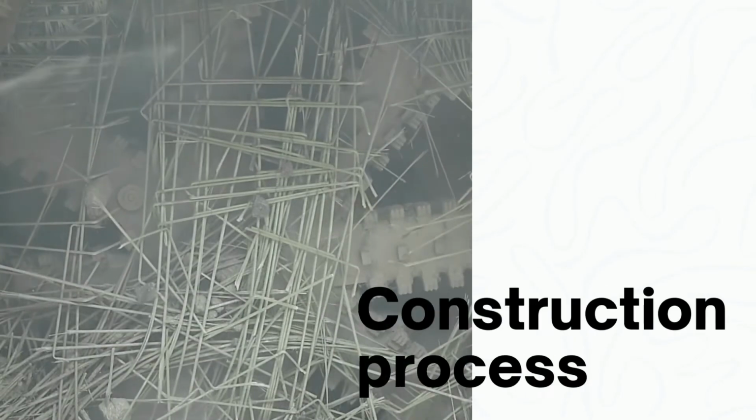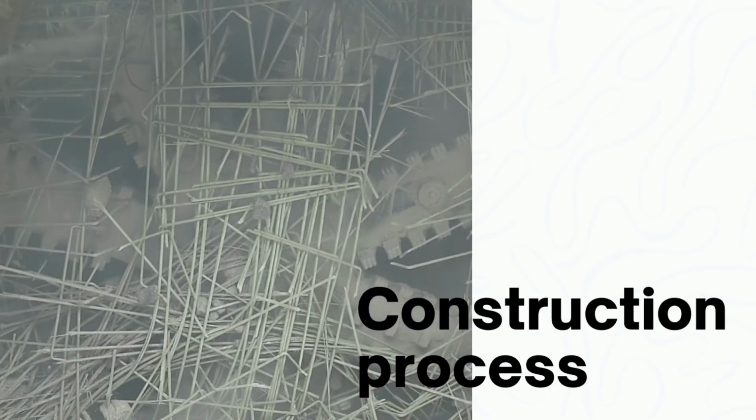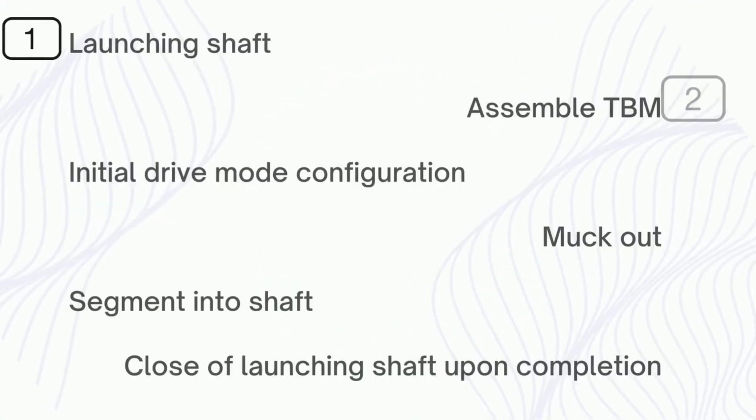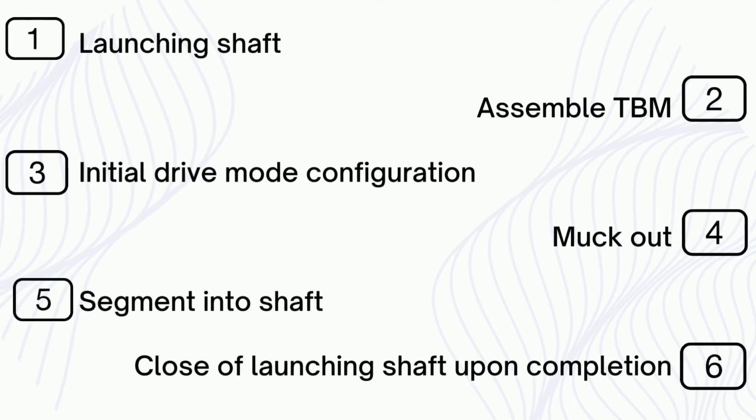Next, construction process. So we're going to talk about the slurry mixed-shield tunnel boring machine (TBM) first. These are the schematic construction sequence for TBM. For the whole construction process of TBM, the first one, we have launching shaft. Second, assemble TBM. Third, initial drive mode configuration. Fourth, mark out. Fifth, segment into shaft. Sixth, close of launching shaft upon completion.